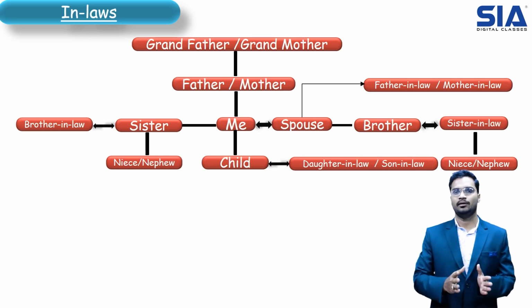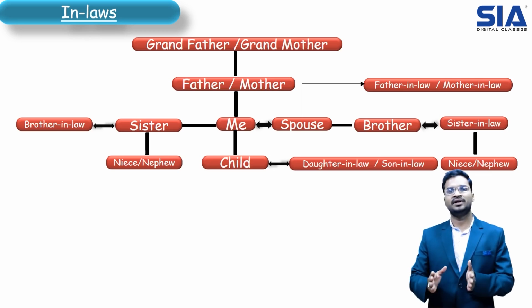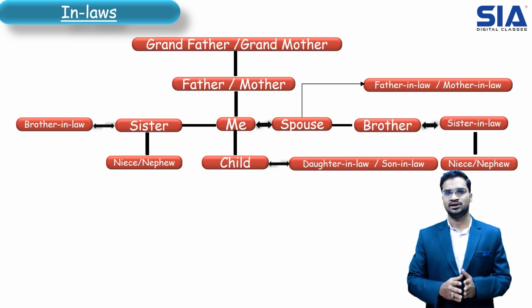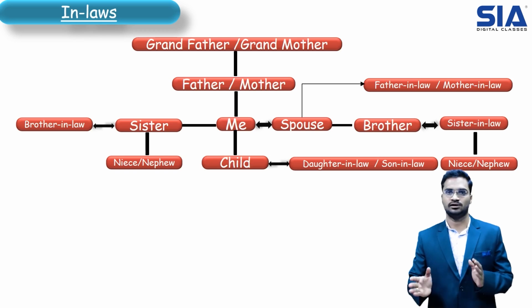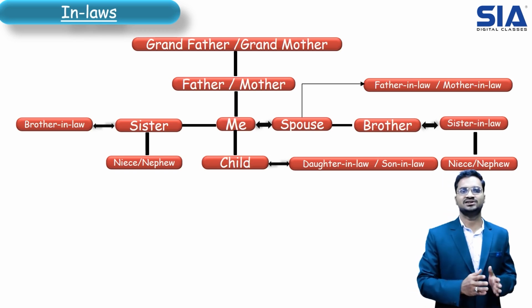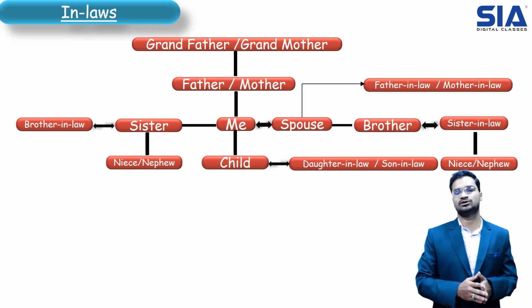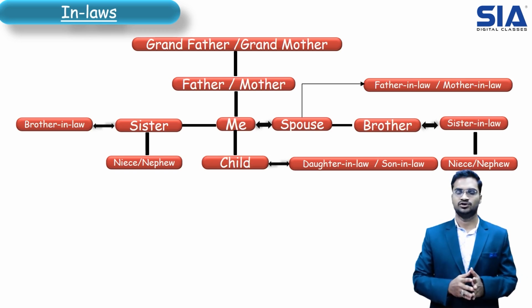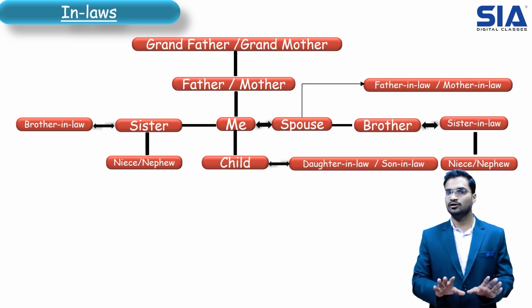In the same way, I have a brother. That brother is married to a lady. That lady is called sister-in-law. In the same way, I have a sister. That sister is married to a person. That person is called brother-in-law. So these are the in-laws relationships.